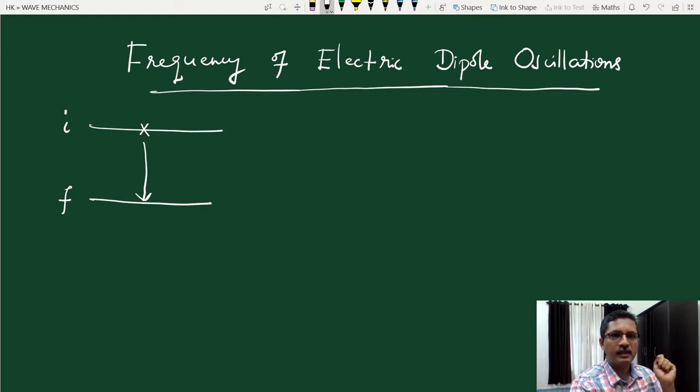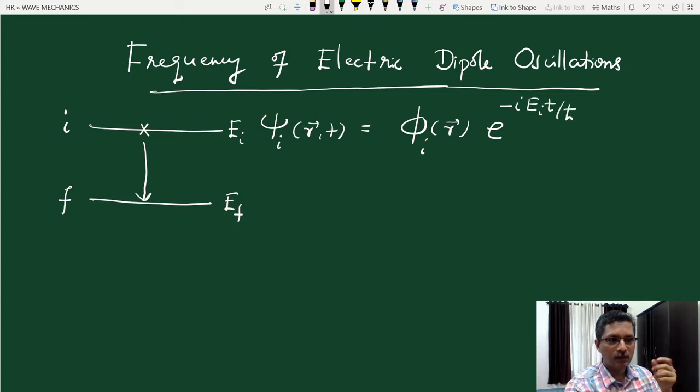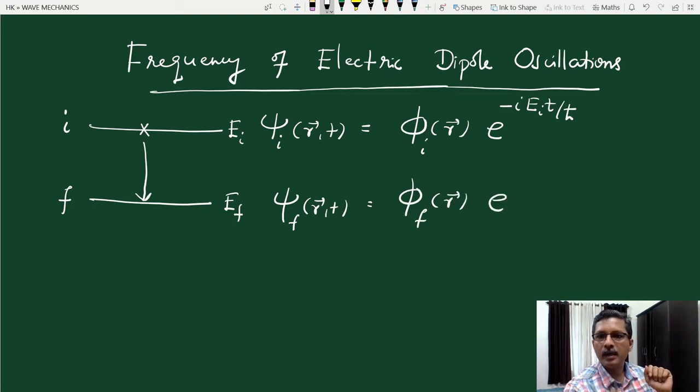Now when the electron is in the initial quantum state, its wave function is, let us say, psi_I(r,t), and this is a product of a position dependent part phi_I(r) and a time dependent part. Let's say the energy of the initial state is E_I, and the energy of the final state is E_F. So the time dependent part is e raised to minus i E_I t by h cross. When the electron is in the final state, its wave function is psi_f(r,t), which is again a product of a position dependent part and a time dependent part. This time the energy is E_F, so we can see that the time dependent parts are different. Position dependent parts are also different.